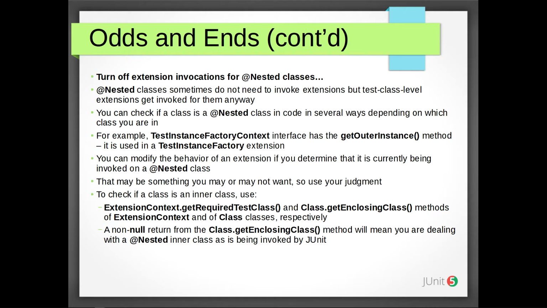Turn off extension invocations for nested classes. Nested classes sometimes do not need to invoke extensions, but test class level extensions get invoked for them anyway. You can check if a class is a nested class in code in several ways depending on which class you are in. For example, the TestInstanceFactoryContext interface has the getOuterInstance method. It is used in a test instance factory extension, for example, when we implement it. You can modify the behavior of an extension if you determine that it is currently being invoked on a nested class. That may be something you may or may not want, so use your judgment.